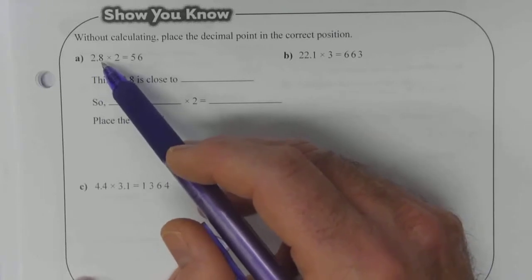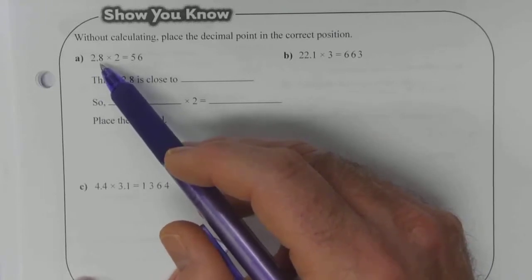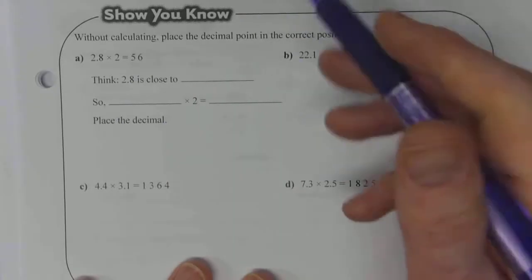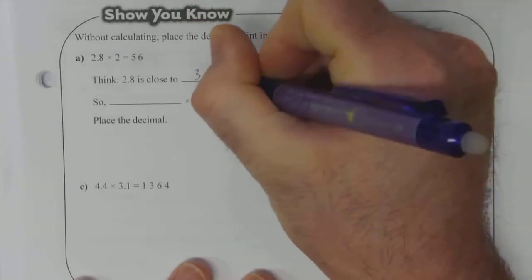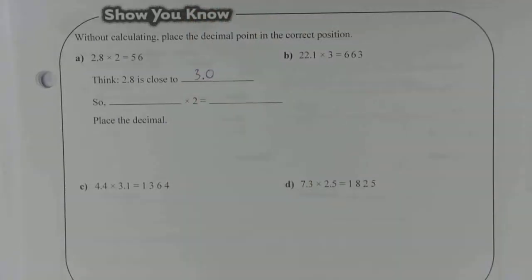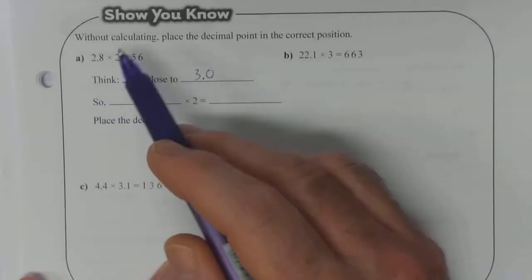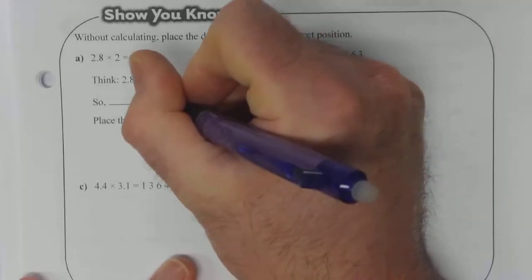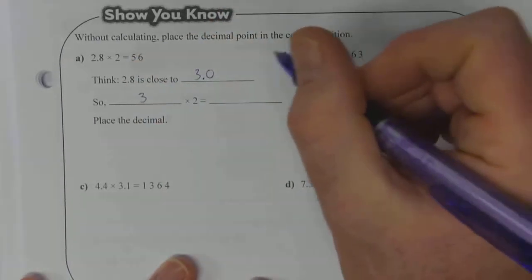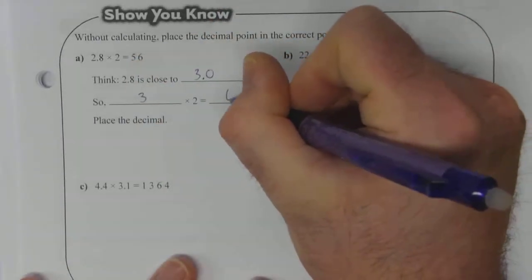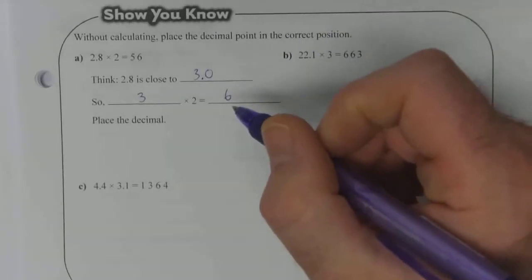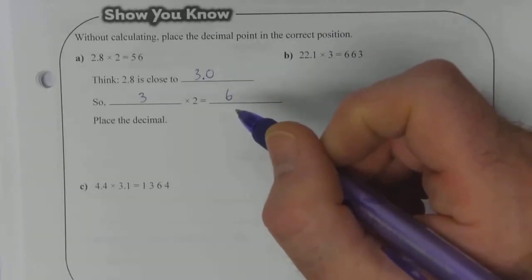So the second digit here is an 8, that is 5 or higher. So that means my 2 is going to become a 3, and then the 8 becomes a 0. So 2.8 is close to the number 3. So instead of 2.8 times 2, I'm thinking 3 times 2. And 3 times 2 is nice and simple, and that is 6. So I know my answer should be close to the number 6.